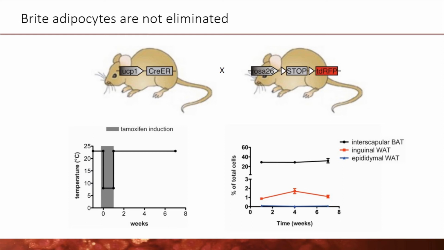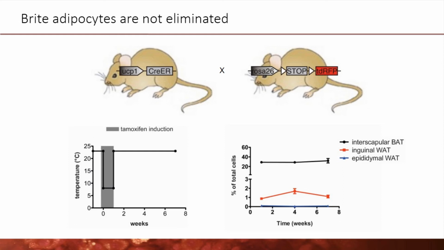And you see here the paradigm. We give the tamoxifen during the cold, and then we follow these cells. And you can see here you label approximately 1% of all the cells in the inguinal adipose tissue. Around 30% of the brown adipose tissue are actually adipocytes. These numbers have been confirmed. It's actually, on a side note, quite important. Only 30 to 40% of the adipose tissue are actually adipocytes. The rest is something else.